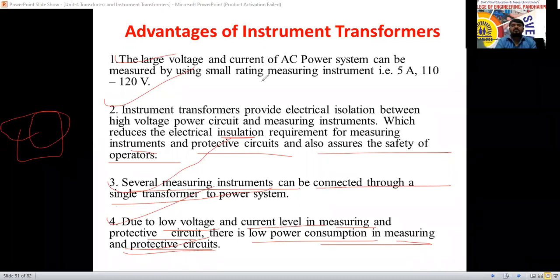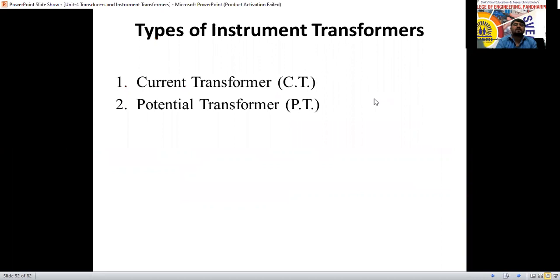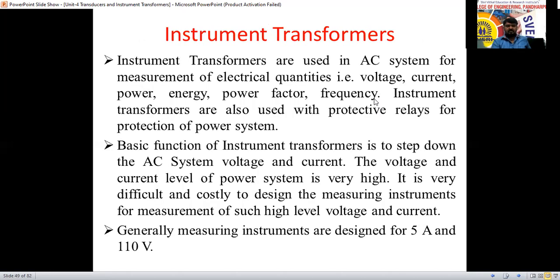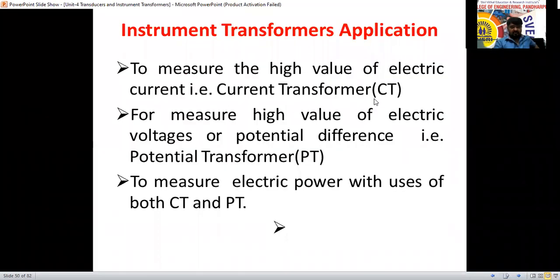So it completes the basics of instrument transformers. Instrument transformers are mainly classified into two types, current transformers and potential transformers. We have started the discussion of instrument transformers, what we mean by instrument transformer. We have discussed application, advantages, and types. If you have any doubts, you can ask me.